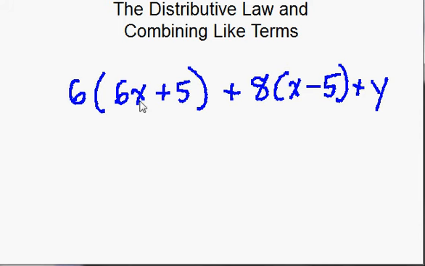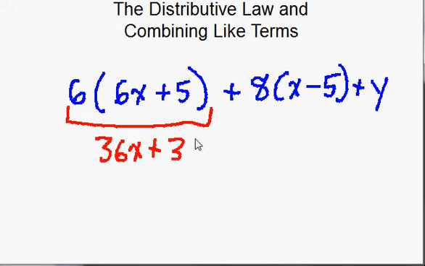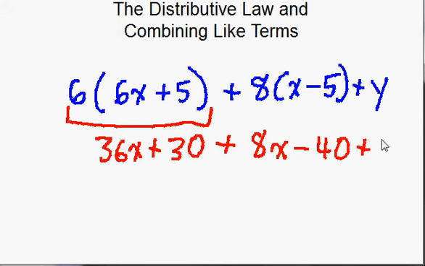But to be able to combine these x's, I can't just go and say, all right, this is a 6x and that's an x, so that makes 7x. No way! Because I've got to distribute first, right? So you got to get rid of the parentheses first. So distribute here, and I've got 36x plus 30, try that on your own, plus, it's easy when there's pluses and not so many minuses here. I've got 8x minus 40, plus this lonely y at the end.